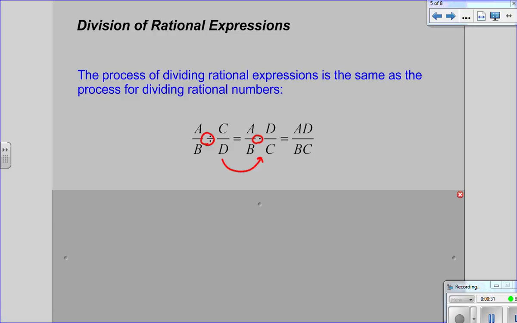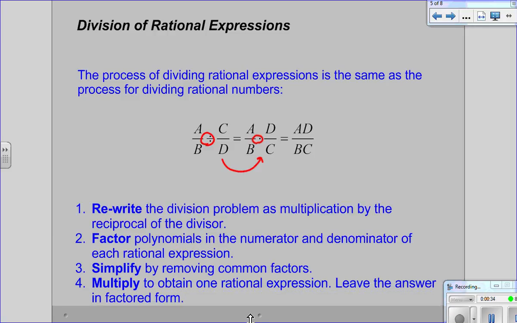So let's look at the steps for rational expressions. First, like I said, you need to rewrite the division problem as multiplication. Sometimes this is called keep, change, flip. Then we do our same steps for multiplication. We factor our polynomials, we remove our common factors, and then we multiply across. So let's do a few examples.